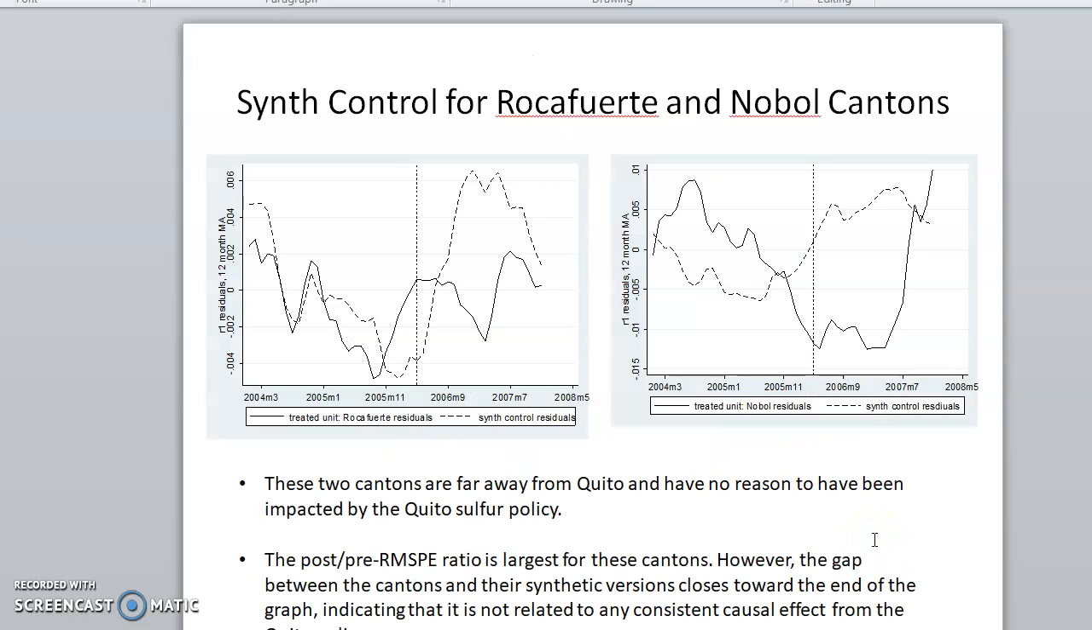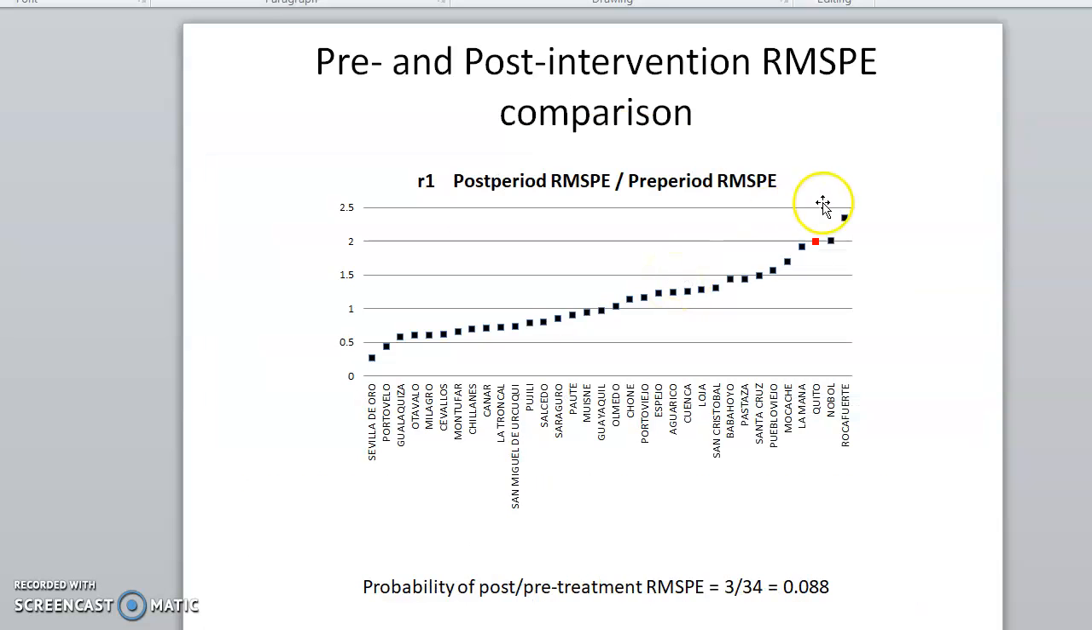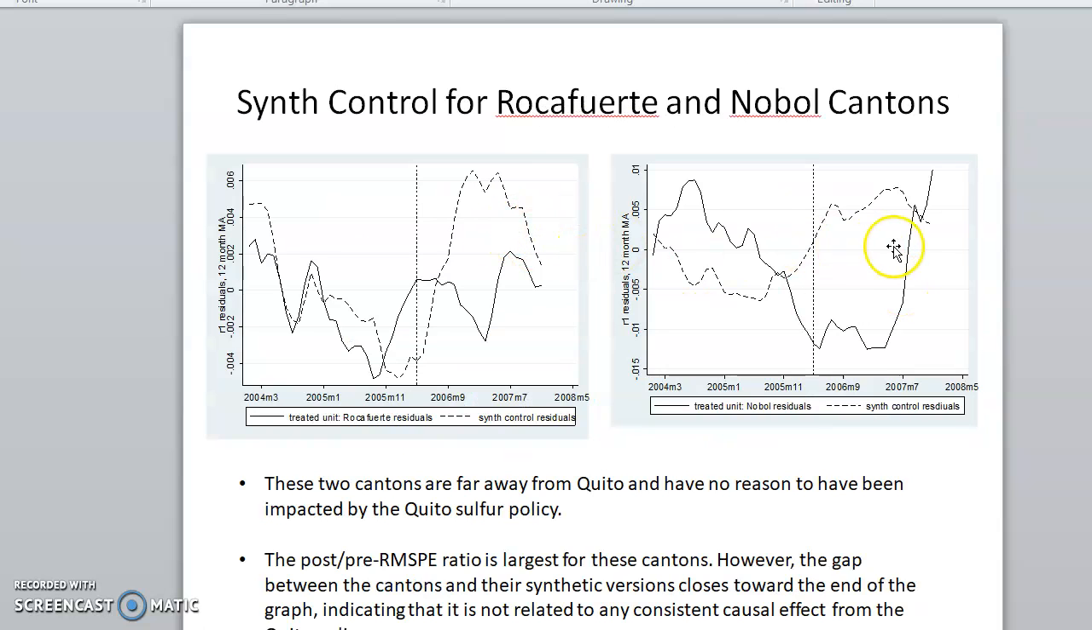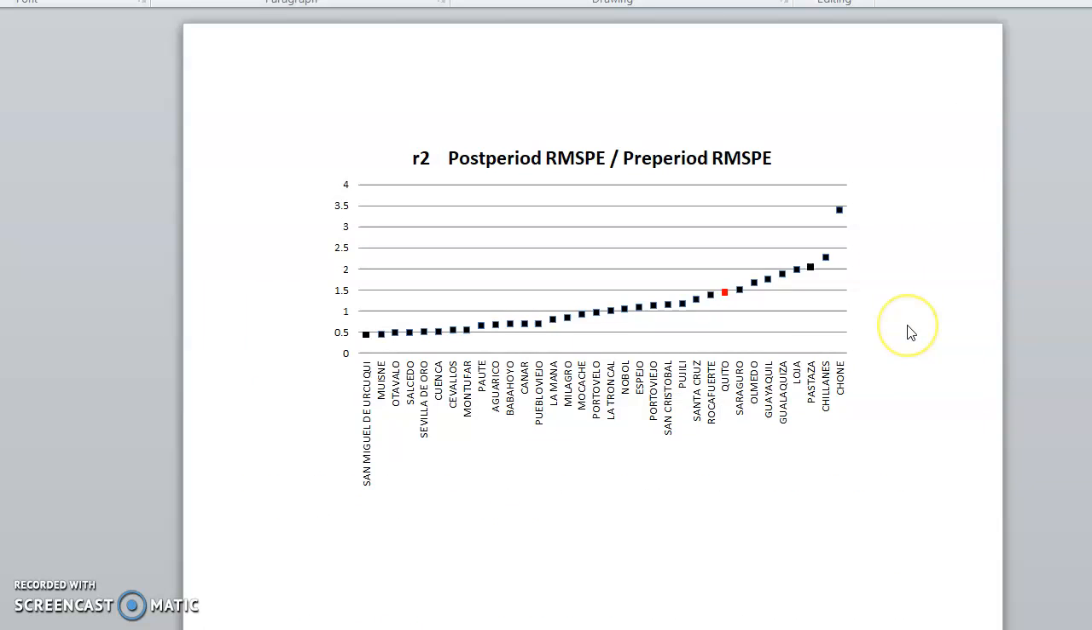There are 2 cantons here that also had strong effects. I look at them, they're Rocafuerte and Nobol. But that can just happen, so it's not related to the policy at all.